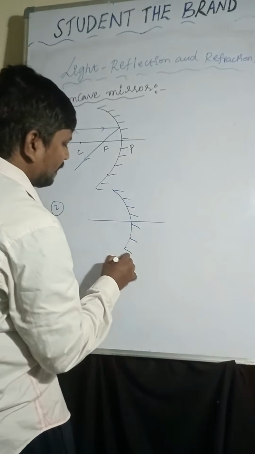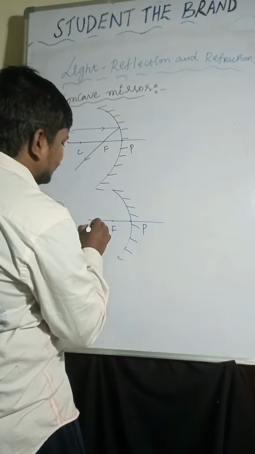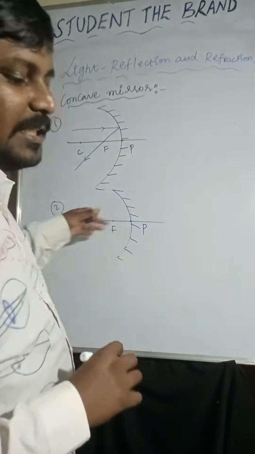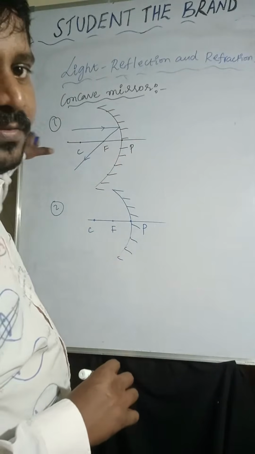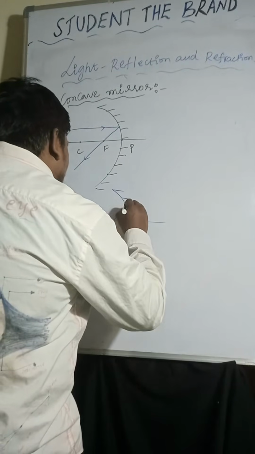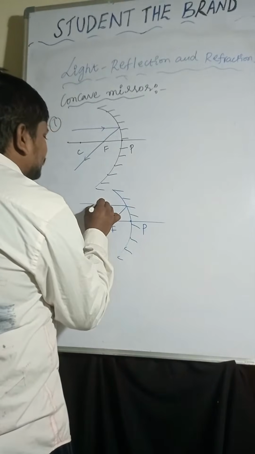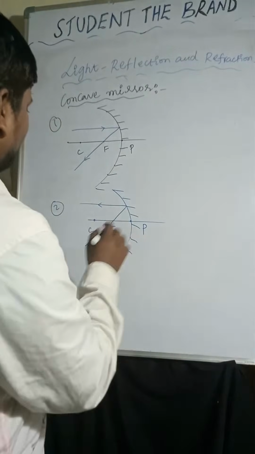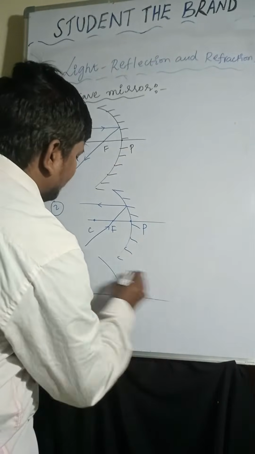Coming to point number 2: the light ray is passing through the focus. After reflection, it moves towards infinity. Okay, so that is the second one. Coming to the third one.